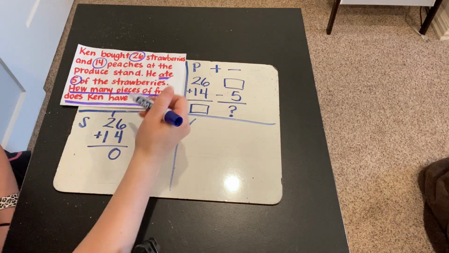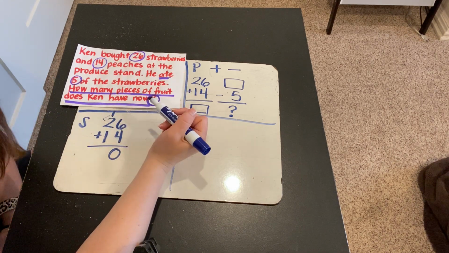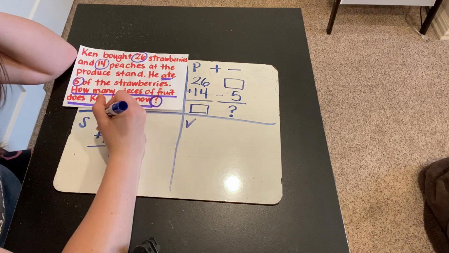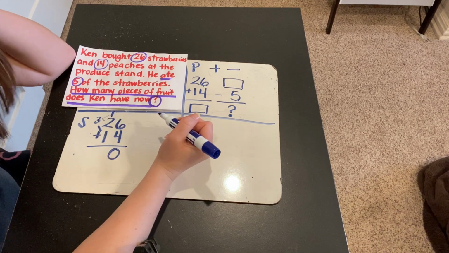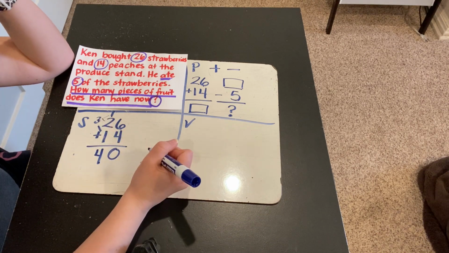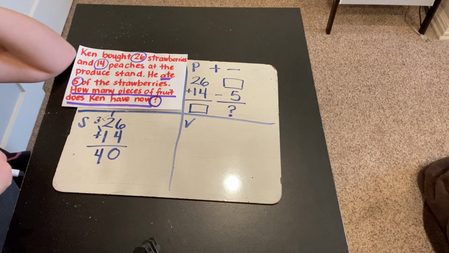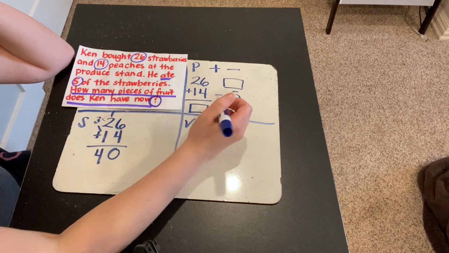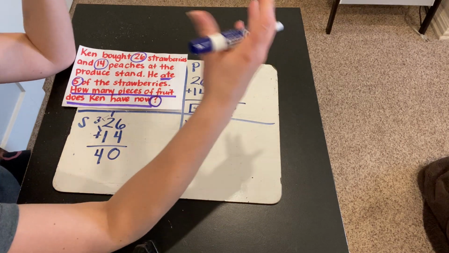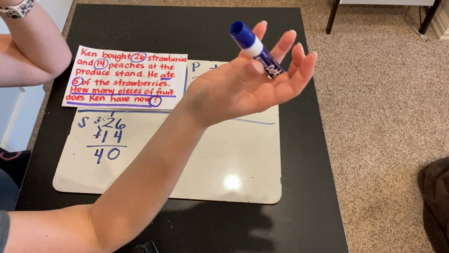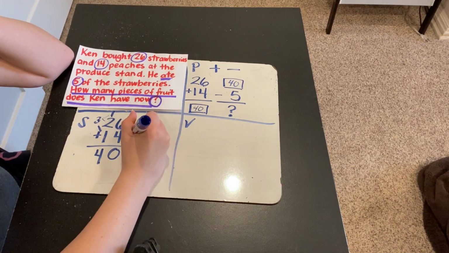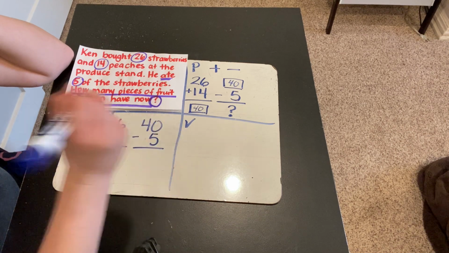Okay, and now we add 1 plus 2. What is 1 plus 2? 1 plus 2 is 3, and then add one more. 3 plus 1 equals 4. So 40. Is 40 our answer? No. Remember, we're only right here at this point. Now we've got to take 40 because that's how many pieces of fruit he had when he had the strawberries and the peaches.